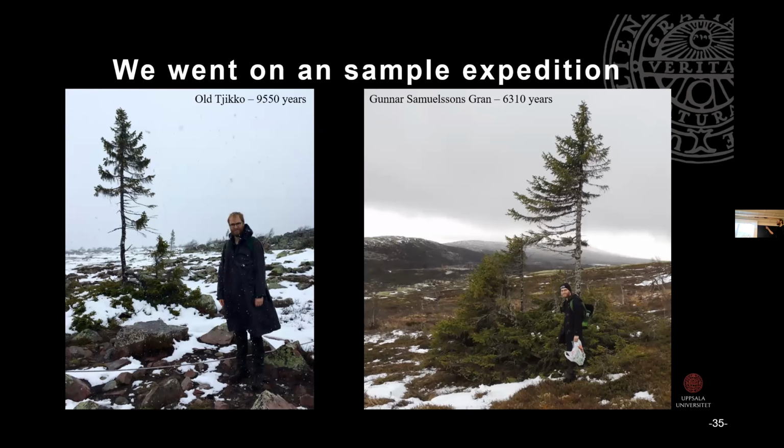So probably the most famous of all of these trees is Old Tjikko. I guess most people have heard of Old Tjikko. The date is like 9,550 years, and this is dated based on a fossil that is found underneath the tree. The idea has always been that these fossils underneath the tree are actually coming from the tree that's still on top of it. So this would be the same individual that was there 9,000 years ago.